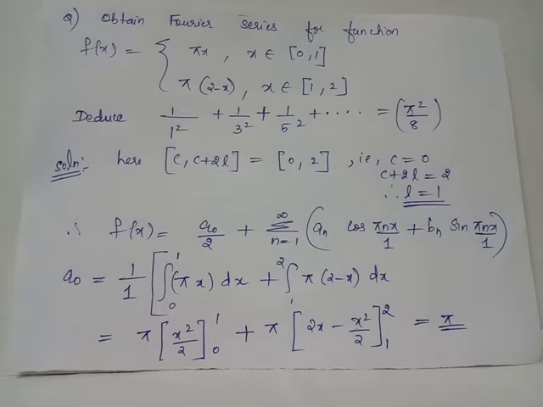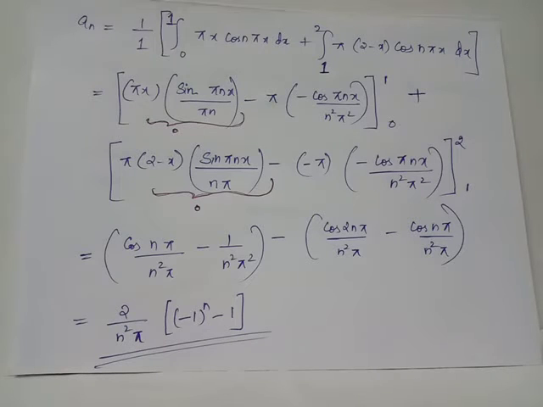Thus we have the Fourier series representation for this given function given by f of x equals a naught by 2 plus summation n ranges from 1 to infinity a n cos pi n x by L plus b n sin pi n x by L, where L equals 1. A naught can be evaluated using the formula a naught equals 1 by L times integral 0 to 1 f of x dx plus integral 1 to 2 f of x dx, where in the interval 0 to 1 f of x equals pi x and in the interval 1 to 2 f of x equals pi times 2 minus x. Also we have L equals 1. After usual integration we will obtain a naught equals pi.